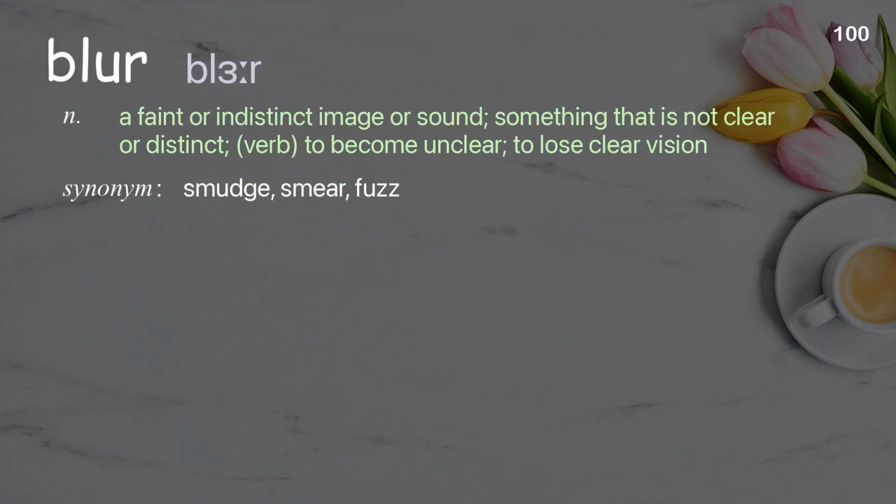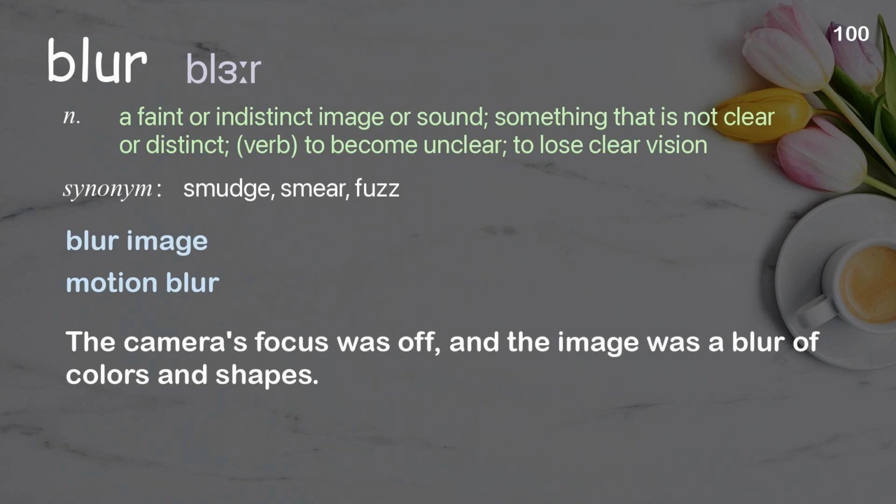Blur. A faint or indistinct image or sound, something that is not clear or distinct. Verb, to become unclear, to lose clear vision. Examples: Blur image, motion blur. The camera's focus was off, and the image was a blur of colors and shapes.